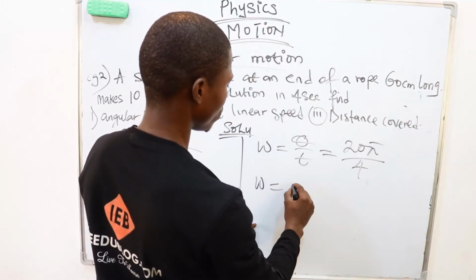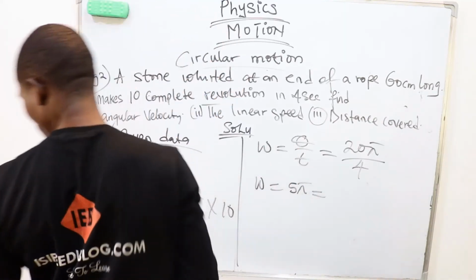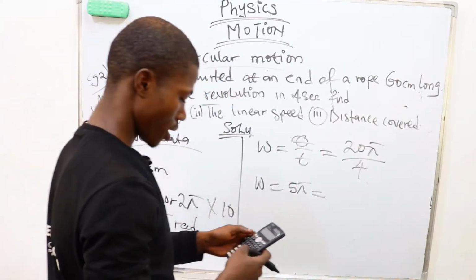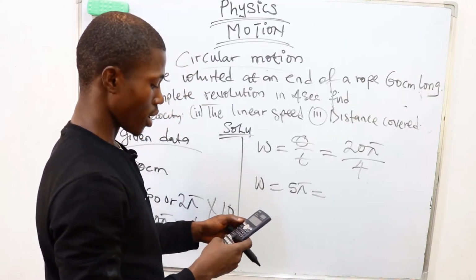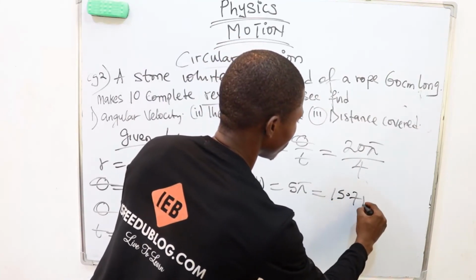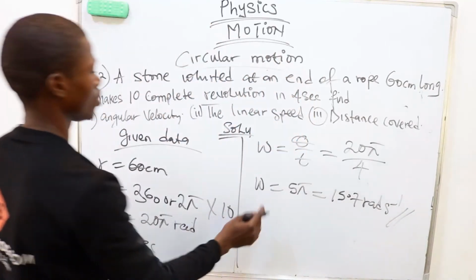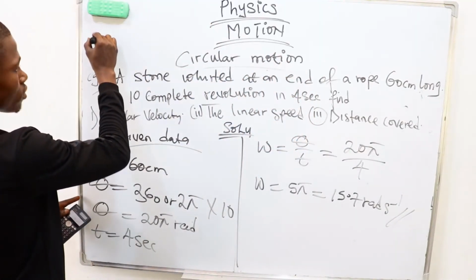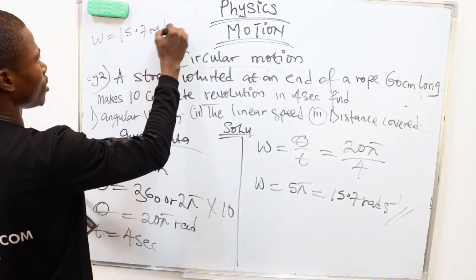20 divided by 4 will give us 5 pi. Let me press my calculator. 5 pi will be 15.7. This is now 15.7 rad per second. This is our answer. Okay, let me write our answer here. It's 15.7 rad per second.